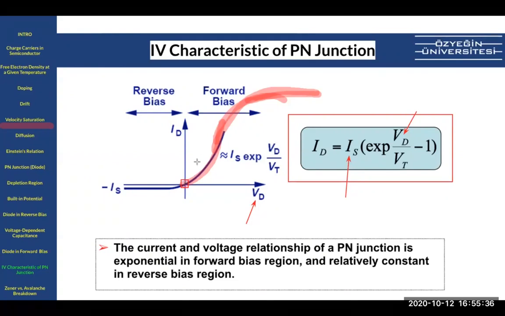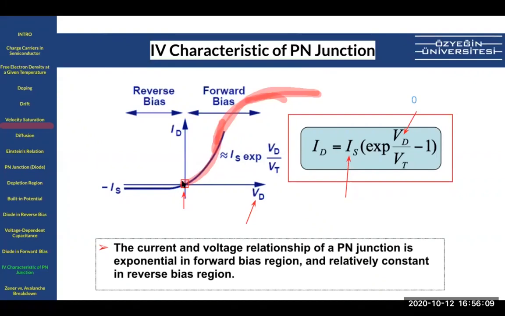So for instance, let's apply 0 voltage into this equation. When we put 0 volts here, the exponential of 0 is 1, and then 1 minus 1 becomes 0. The current is 0. As you can see in this graph, and as we already learned from the previous slides, when there is no voltage, the diode doesn't conduct any current.